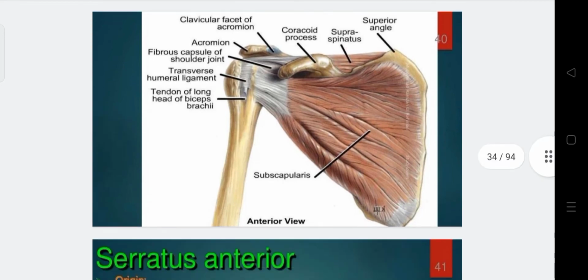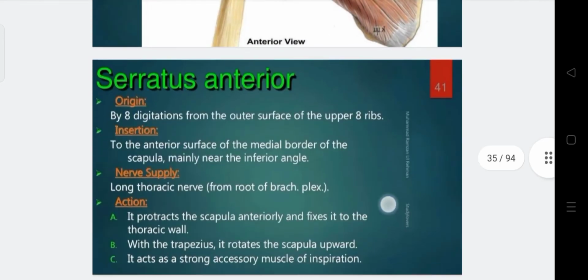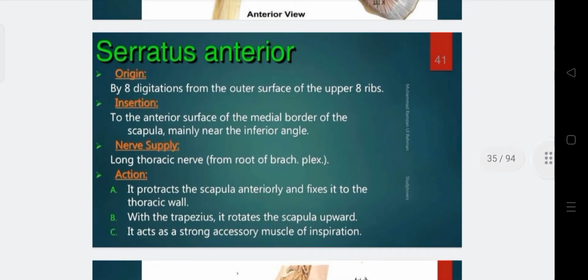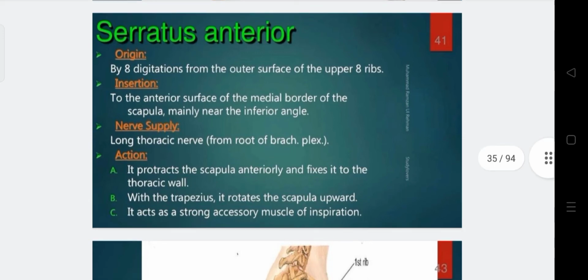Again, one more view. The last muscle in this series is the serratus anterior. It originates by eight digitations from the outer surface of the upper eight ribs and is inserted into the anterior surface of the medial border of the scapula, mainly near the inferior angle. It's supplied by the long thoracic nerve. One clinical thing you must remember is that its paralysis causes winging of the scapula. It protracts the scapula anteriorly and fixes it to the thoracic wall. With the trapezius, it rotates the scapula upward. It also acts as a strong accessory muscle of inspiration.